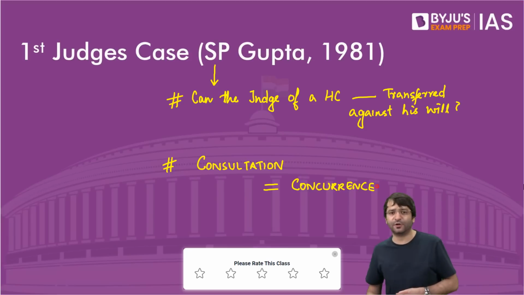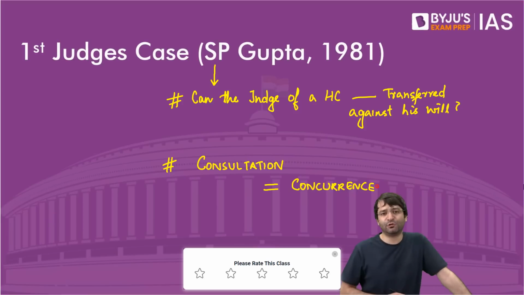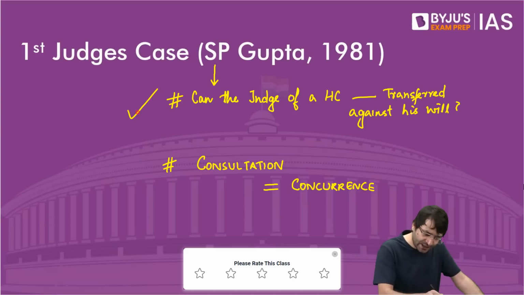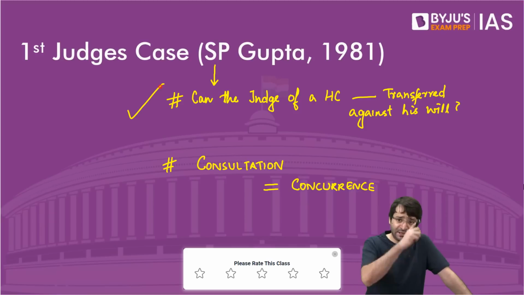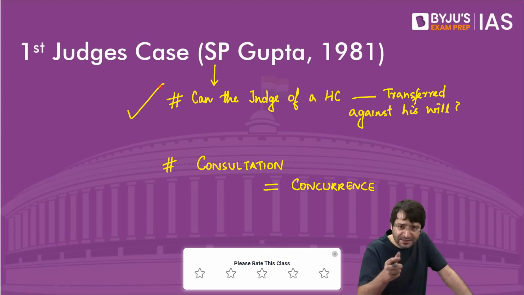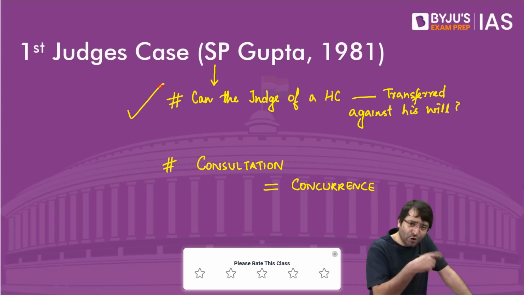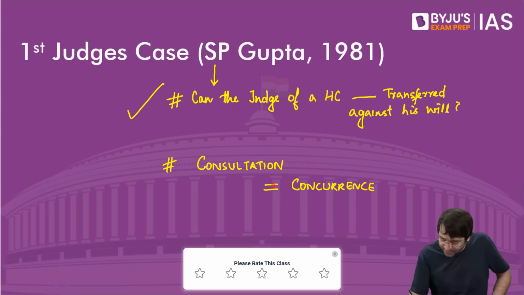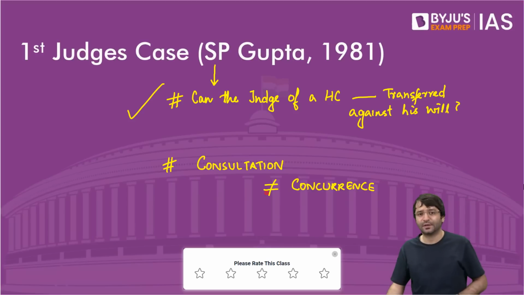S.P. Gupta versus Union of India, 1981-82, known as the first Judges case, the Supreme Court said a judge of a High Court can be transferred from one High Court to another High Court, even against his will, by the President of India. And when the President appoints Chief Justice, when the President appoints other judges, the Chief Justice should always be consulted. That is something mentioned in the Constitution. But this consultation is not concurrence. What is the difference between consultation and concurrence?